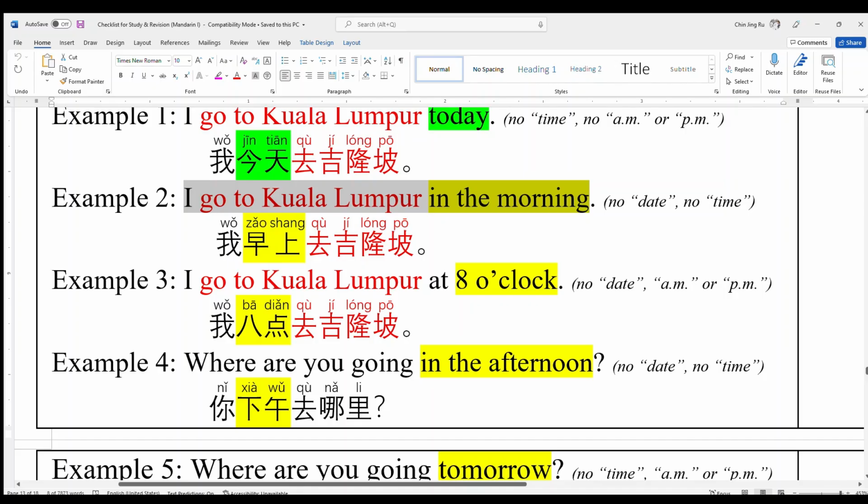Now, for the example, I go to Kuala Lumpur in the morning. Like this also can. You didn't mention what day. You didn't mention the specific time, what o'clock. You just mention in the morning.